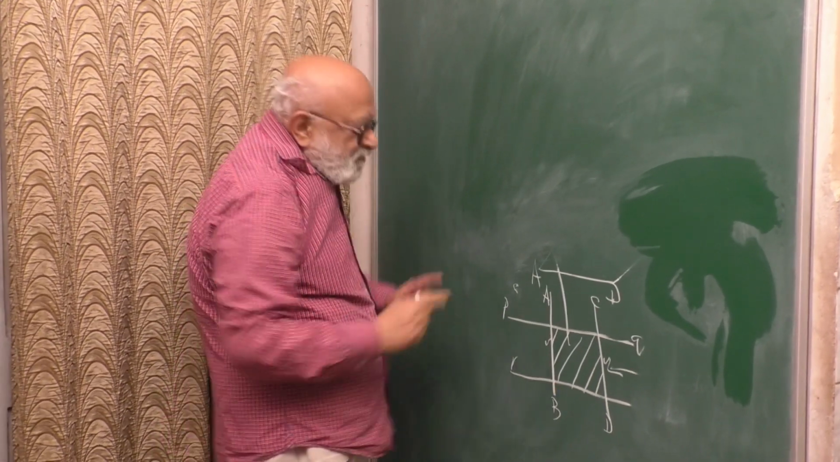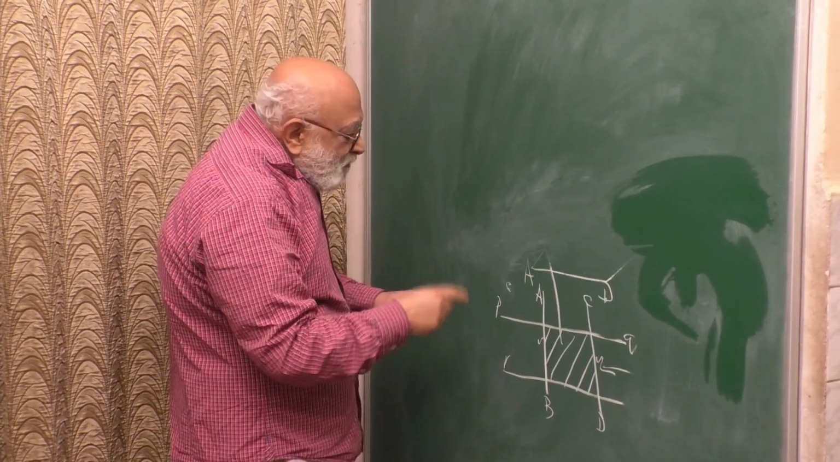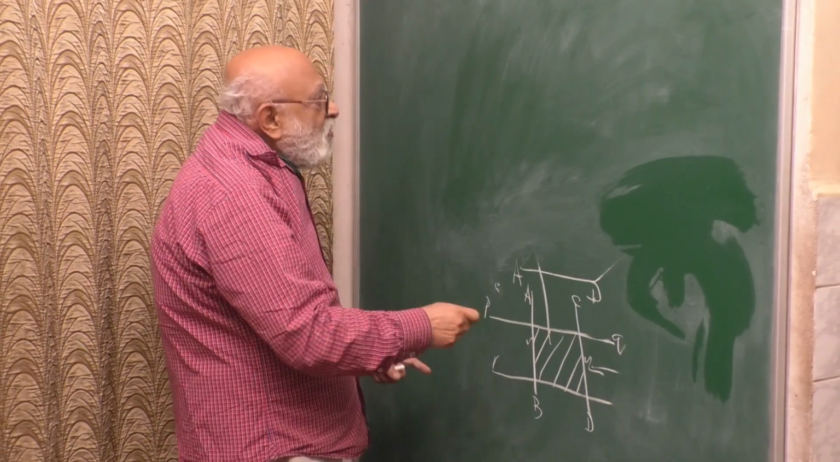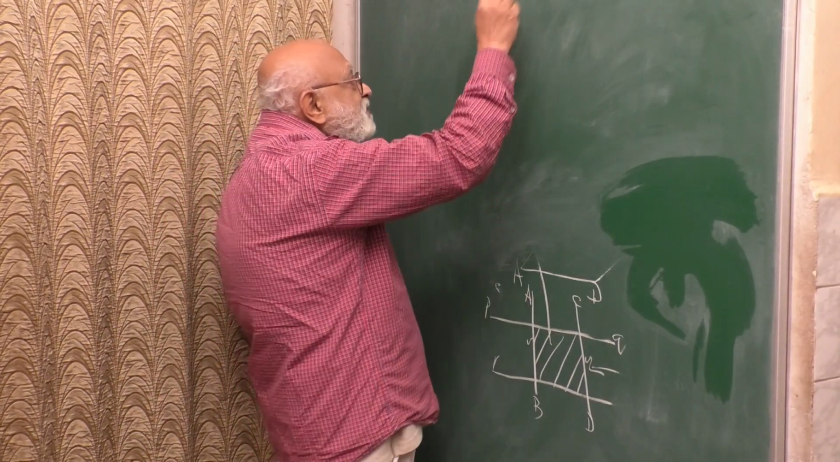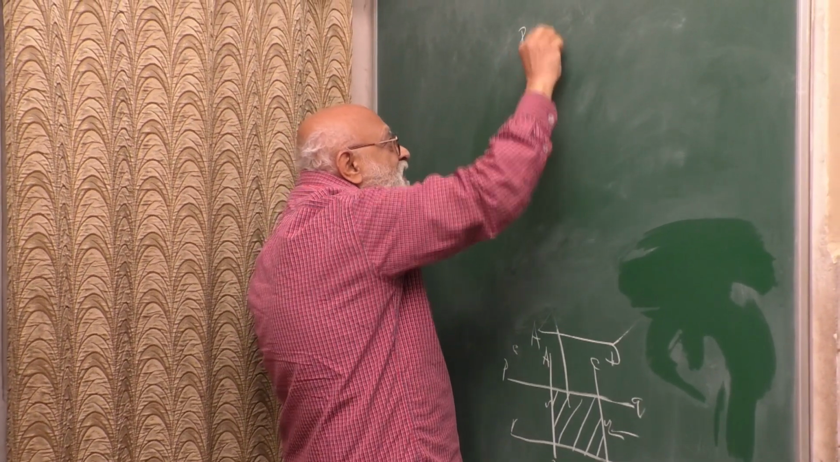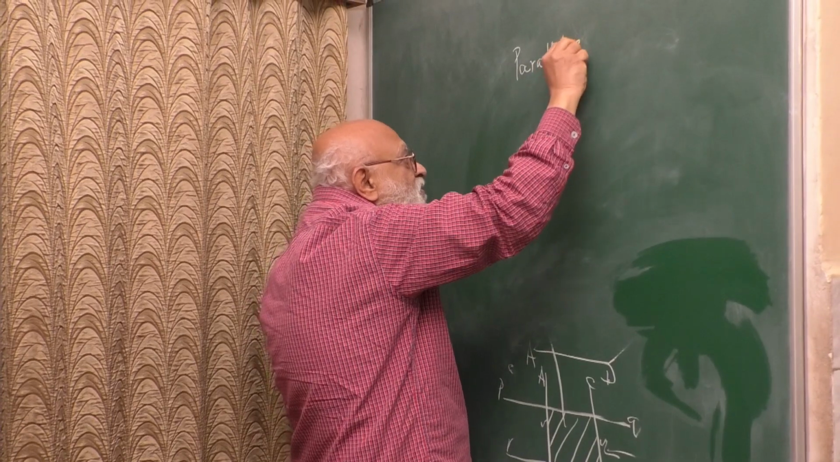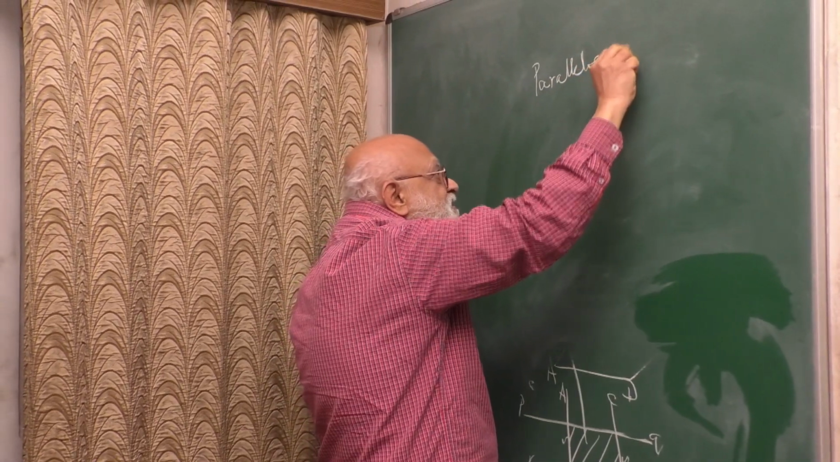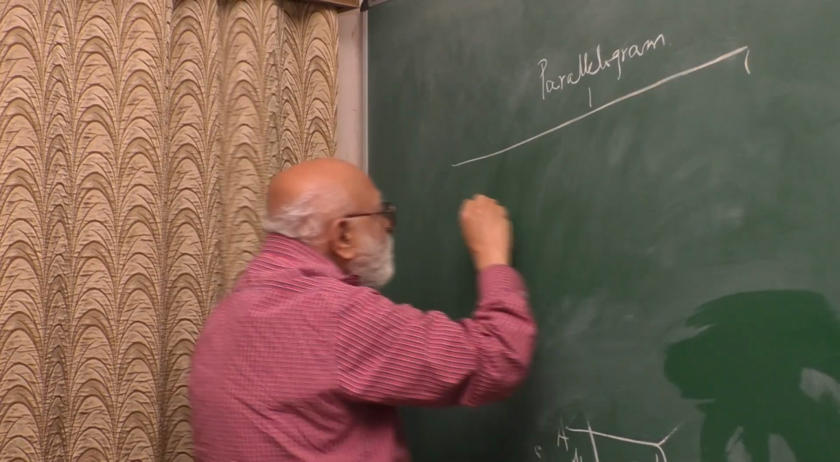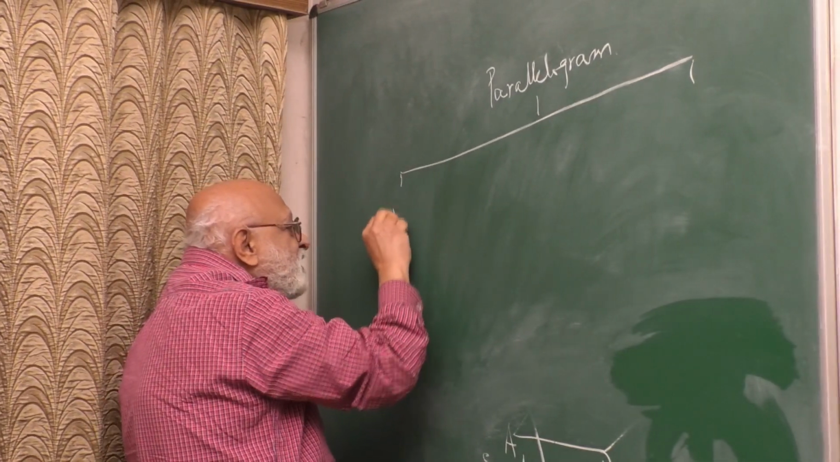Now we know this is a parallelogram. Depending upon the shape of the parallelogram, they are called differently. For example, let us say here you have a parallelogram. Depending upon a shape, you will call one a rectangle.